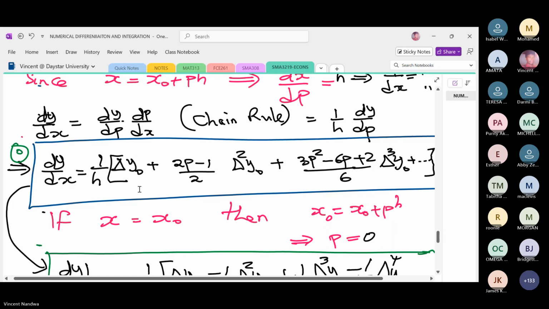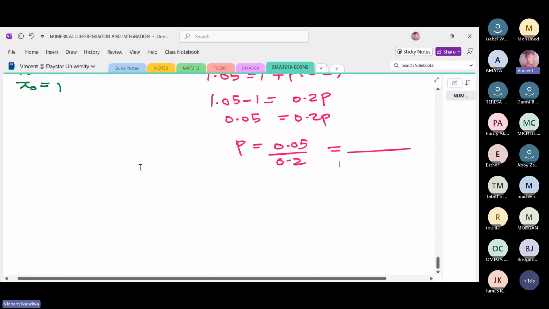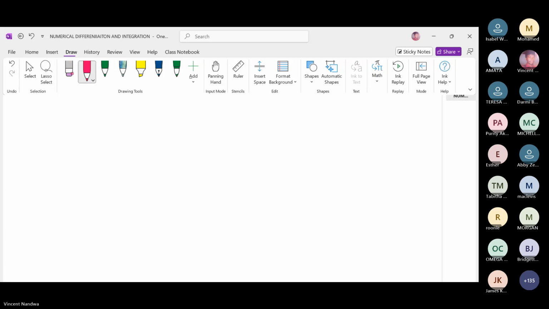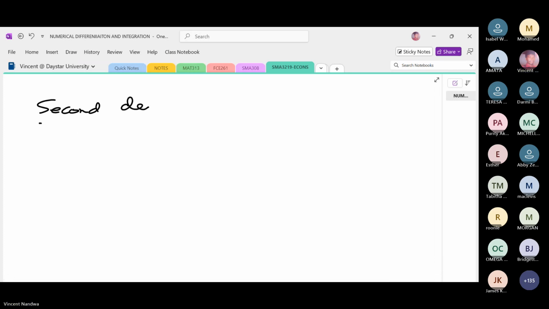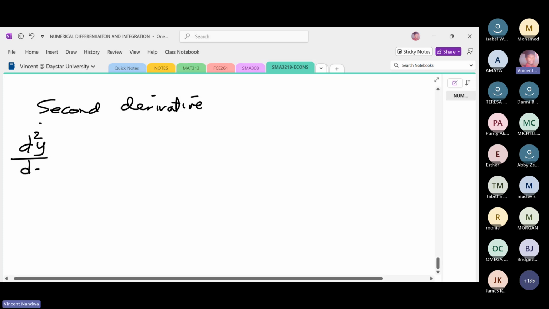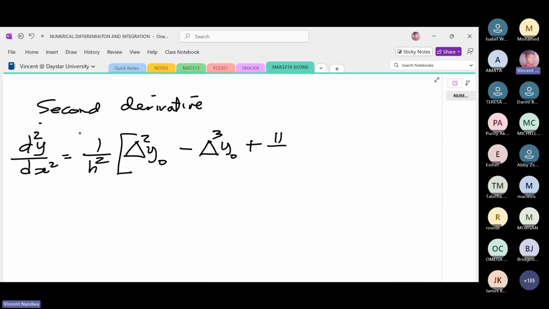So I leave as an exercise for you to get the second derivative formula in this same case. So the second derivative will be given by d squared y over dx squared, which is 1 over h squared into the second forward difference of y naught minus the third forward difference of y naught plus 11 over 12 fourth forward difference of y naught, at x equals x naught.